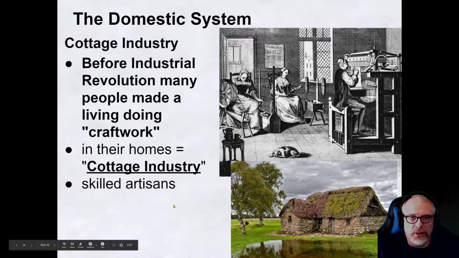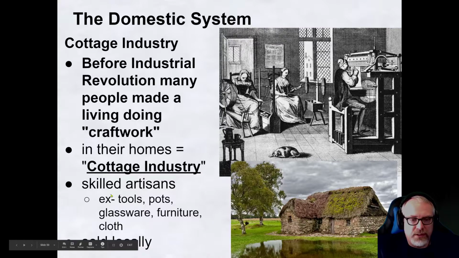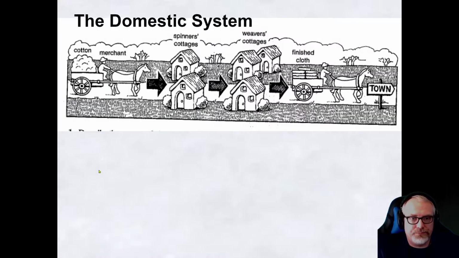Because it's done from their home, that's why it's called a cottage industry. These people are skilled artisans, though. It takes a lot of skill to be a weaver. So the person owns their tools, pots, the glasswork, the furniture, everything. These are all examples of skilled artisans: tool makers, potters, glassware, furniture, clothing. And all of these things were sold locally, so it wouldn't have been built in Birmingham and then sold in the United States. If it was built in Birmingham, it would be sold in Birmingham.